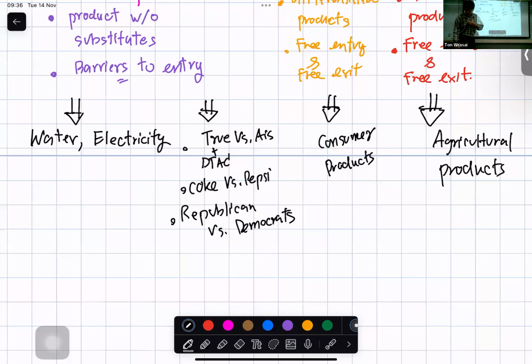One more example for you. For perfectly competitive market, foreign exchange market. There is no difference between you buy dollar from, let's say, SuperRich and somewhere else. The product is homogeneous. It's a dollar. Foreign exchange market.